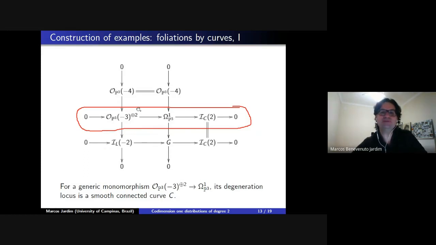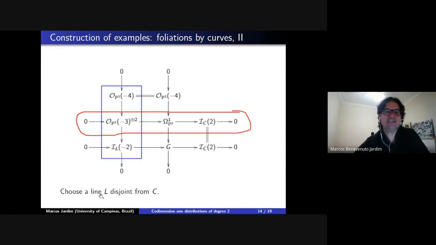So with this in mind, you make this short exact sequence here. Now the next step is you choose a line that is disjoint from the curve C. And choosing a line is the same as making this diagram here, this short exact sequence that I put in blue. We have a morphism from O minus 4, given by the two planes. The line is the intersection of two planes. So the two planes are here, and you get this line. And with these two short exact sequences that I put here in red and blue, you complete this diagram and construct this sheaf G, obtained by the extension of these two ideals.